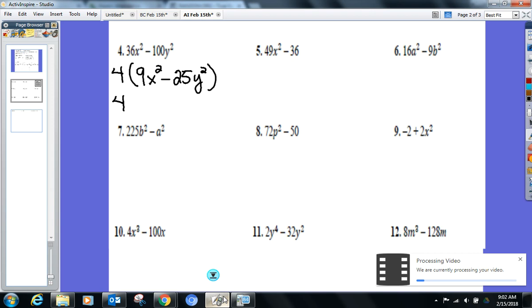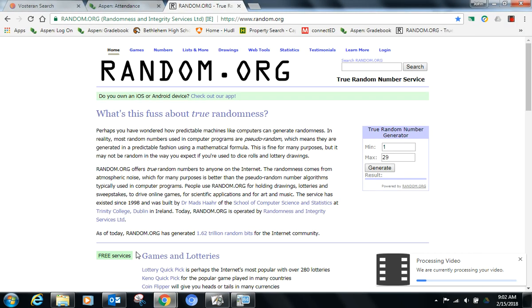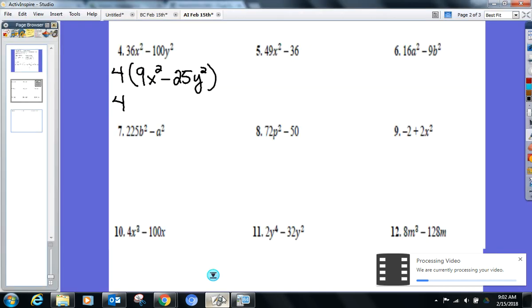What's that factor into? I just had to tape a new one. What's the deal? 3x minus 5y? 3x plus 5y.